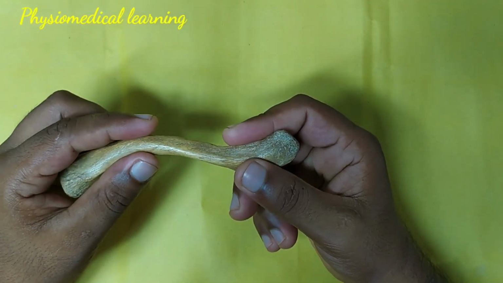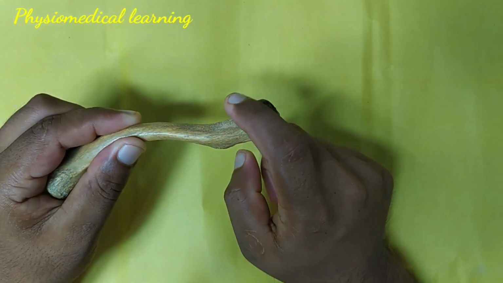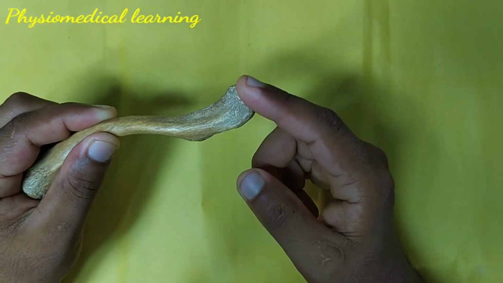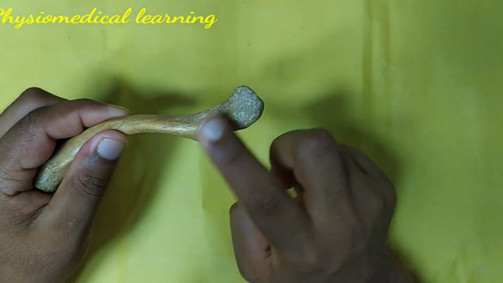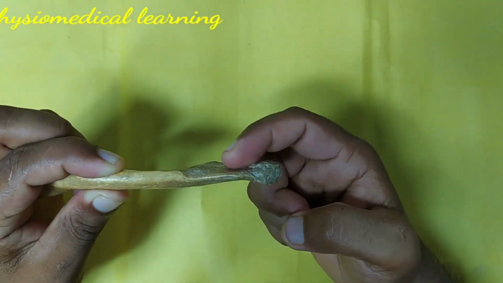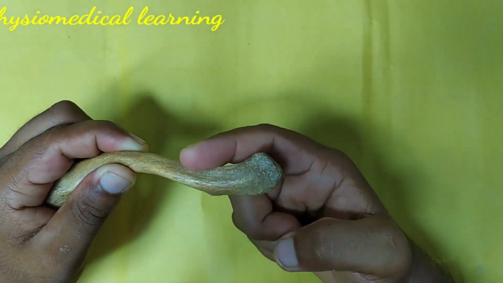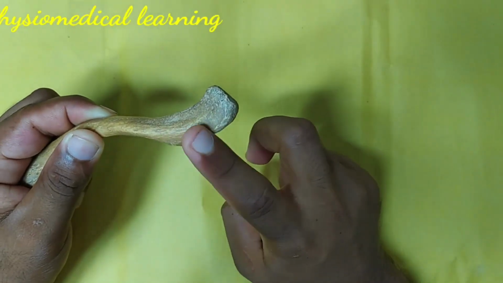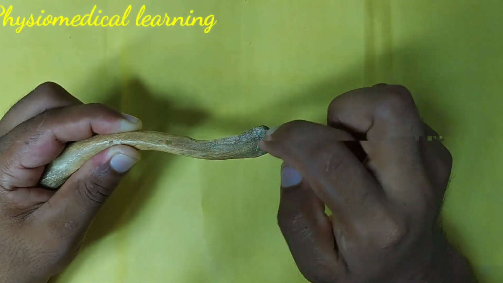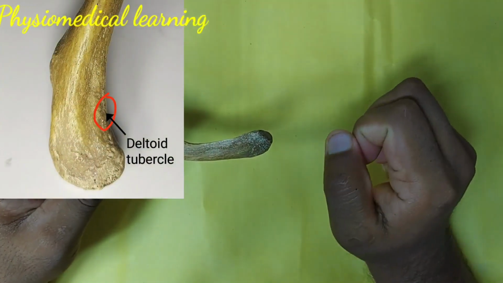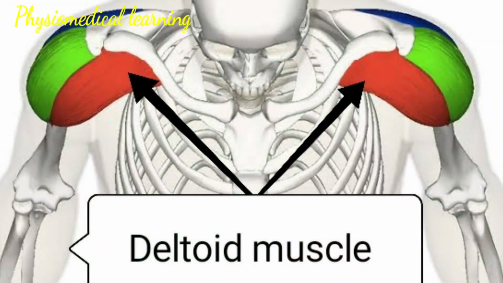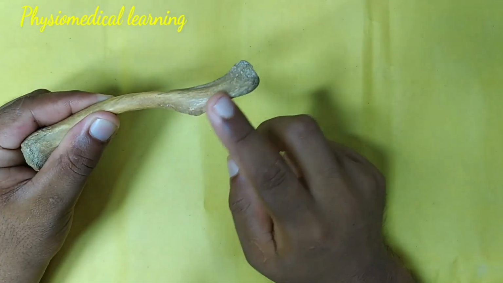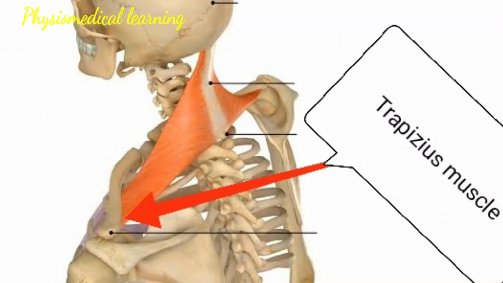Now the muscle attachments of the lateral 1/3 of the clavicle. We know here there are two surfaces, the superior surface and the inferior surface, and two borders, the anterior border and the posterior border. Here the anterior border presents a deltoid tubercle, and this deltoid tubercle gives origin to the deltoid muscle. This posterior border gives origin to the trapezius muscle.